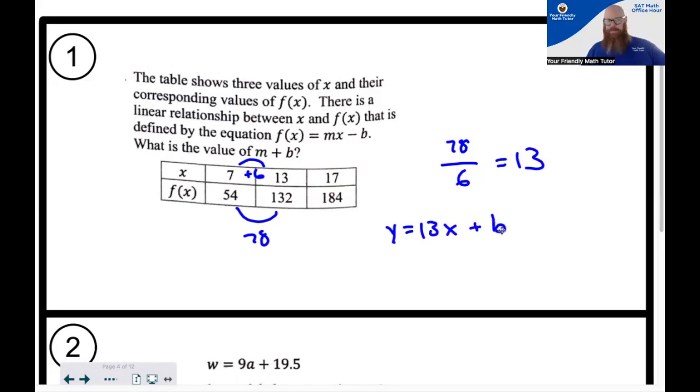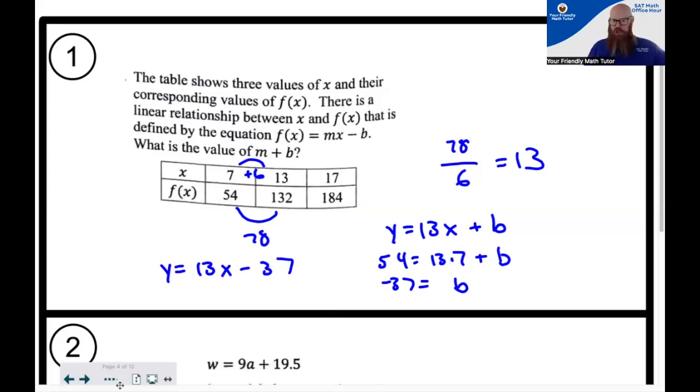Now I want to find b. Well, I can find b by substituting any point in. So I'm going to say 54 equals 13 times 7 plus b. 13 times 7 is 91. And then subtract that over. So 54 minus 91 is negative 37 equals b. So my equation is now y equals 13x minus 37.